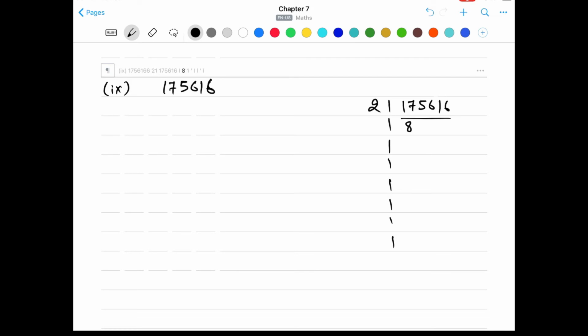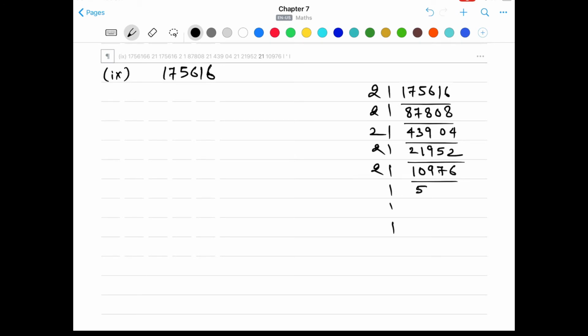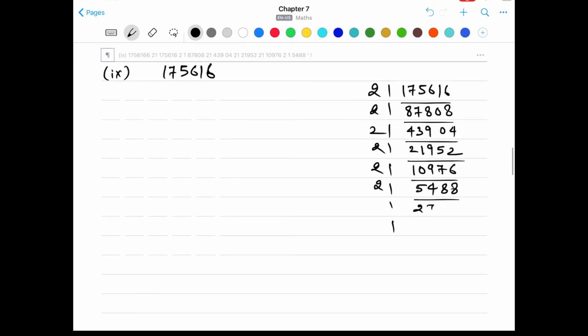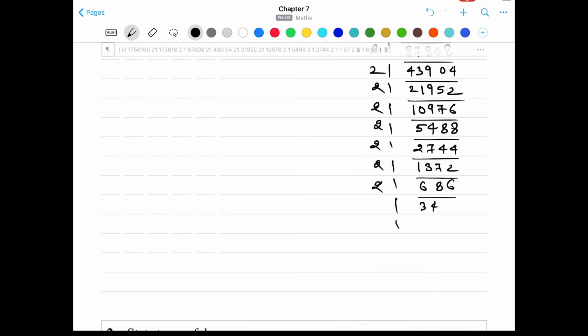We'll get 87808. Again dividing by 2 we get 43904. Again dividing by 2 we get 21952. One more time dividing by 2 we get 10976. Again dividing by 2 we get 5488. One more time dividing by 2, you get 2744. Again dividing by 2 we get 1372. One more time dividing by 2, you get 686. Now one more time dividing by 2 we get 343.